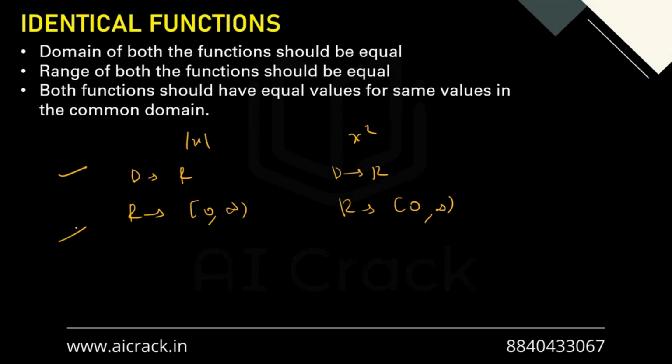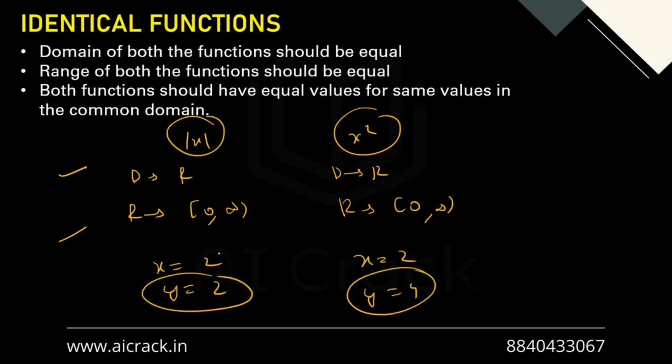So both domain and range are the same for both the functions, but are these two functions identical? No, they are not. Why? Because let's say if I take x equals 2 over here, y would come out to be 2 in this case and y would come out to be 4 in this case. So for corresponding common points in domain, we're not having corresponding common points in range. Range is same, domain is same, but if we take one value of domain, that would give us a different output for both these functions. So that's why these two functions are not identical. So the third point becomes very important when we are defining identical functions.